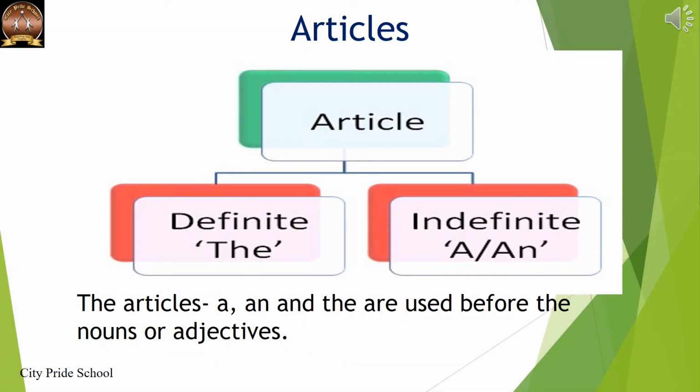There are three articles in English: a, an, and the. They are categorized into two different types. The first one is definite article and the other type is indefinite article. The comes under definite article and a and an are indefinite articles. So, the articles a, an, and the are used before the nouns or adjectives.